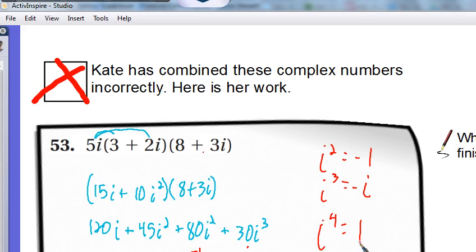Then I to the fourth is 1, and then it starts over again. I to the fifth is I.